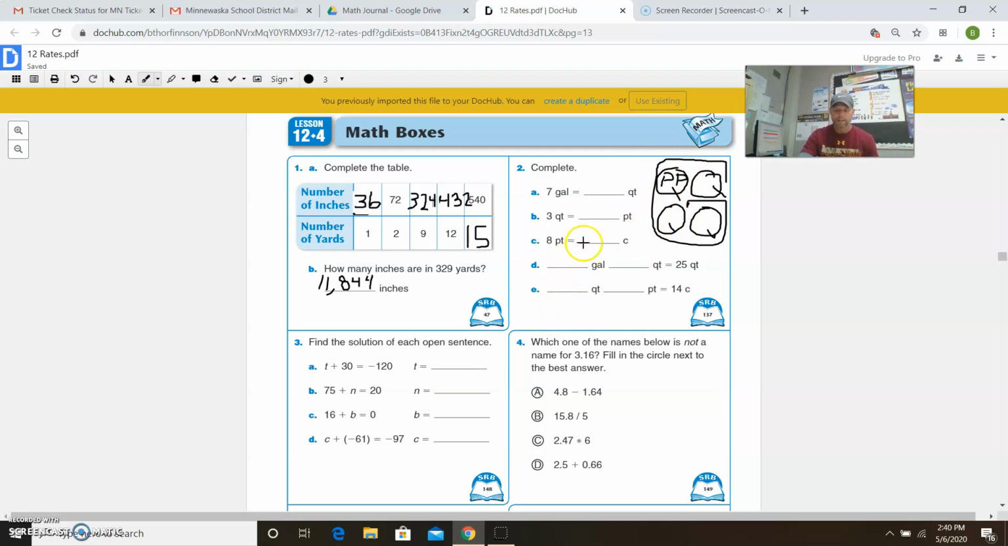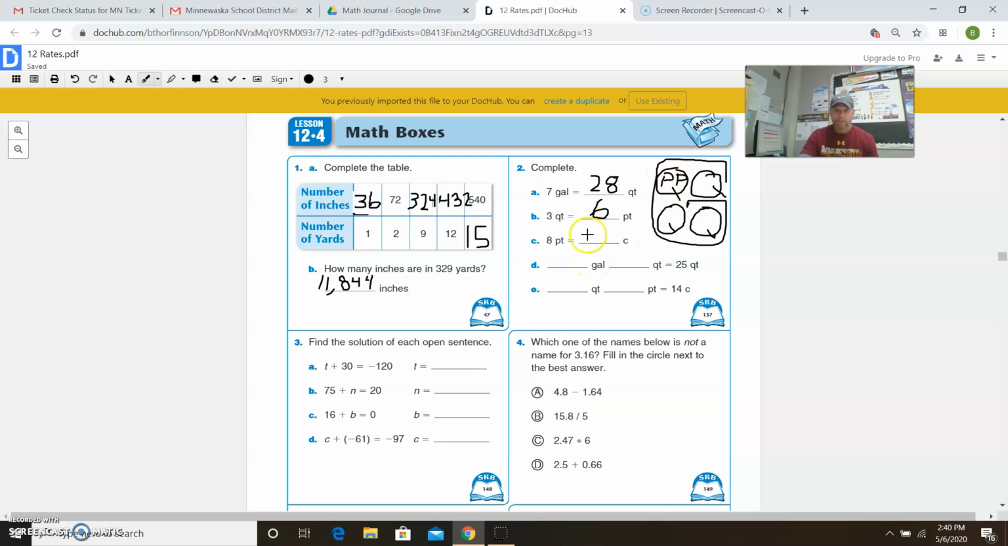So in 7 gallons, how many quarts? Well, we have 4 quarts in 1 gallon. So how many would we have in 7 gallons? 7 times 4 is 28 quarts in 7 gallons. 3 quarts equals how many pints? Well, 1, 2, 3, 4, 5, 6. There would be 6 pints in 3 quarts. Those are your quarts, 2 pints in each one.